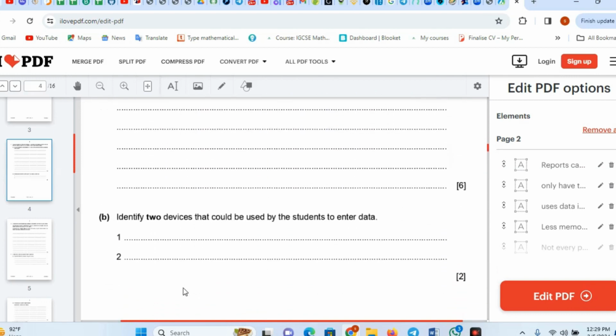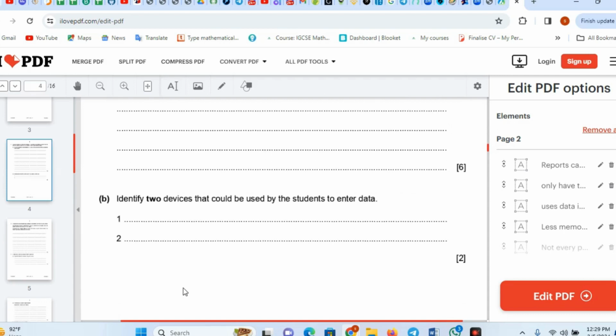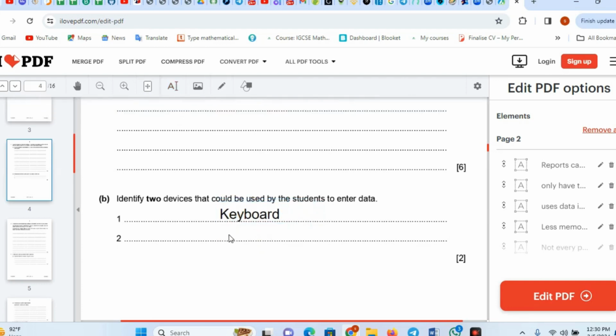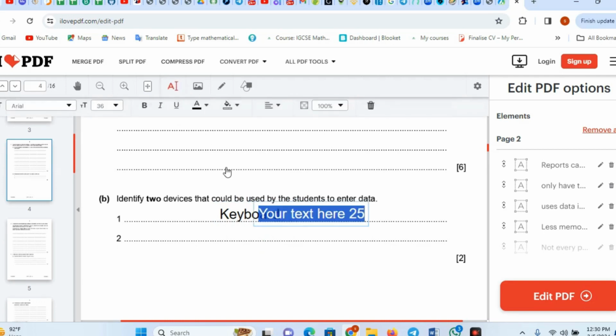So let's go to 3B. It says identify two devices that could be used by the students to enter data. So when you want to enter data, what are the devices that you are going to require? One is the keyboard. You all know without the keyboard, you cannot type, right? And the keyboard is an input device, right? So we have keyboard. What other device do we need to input data?